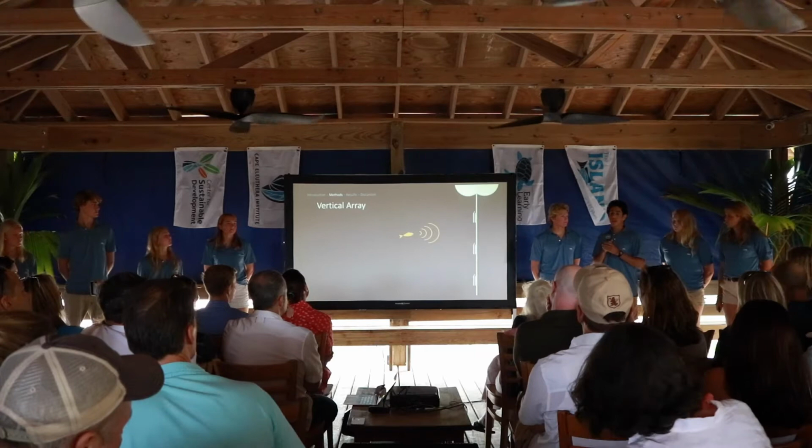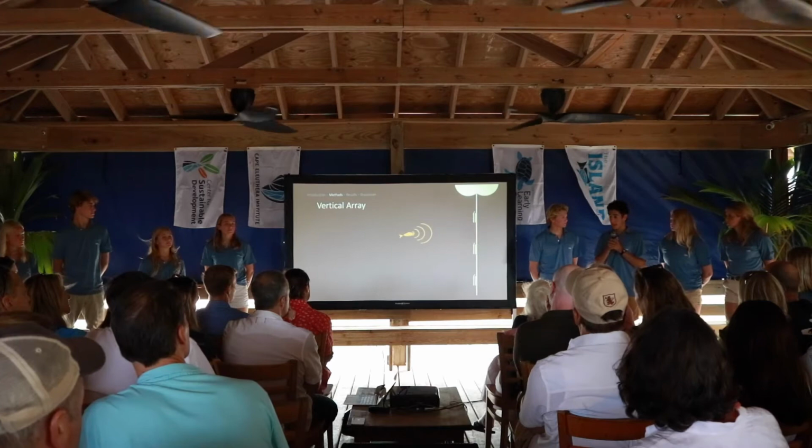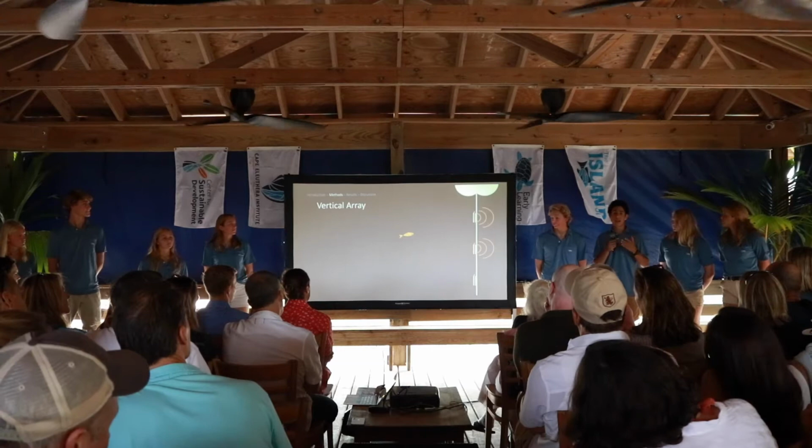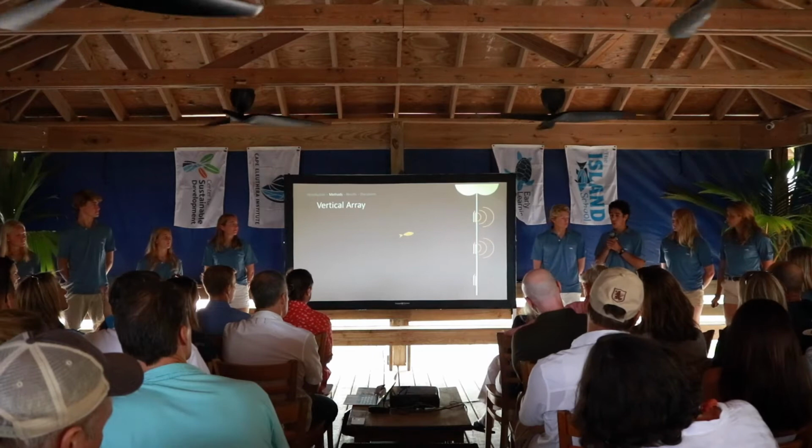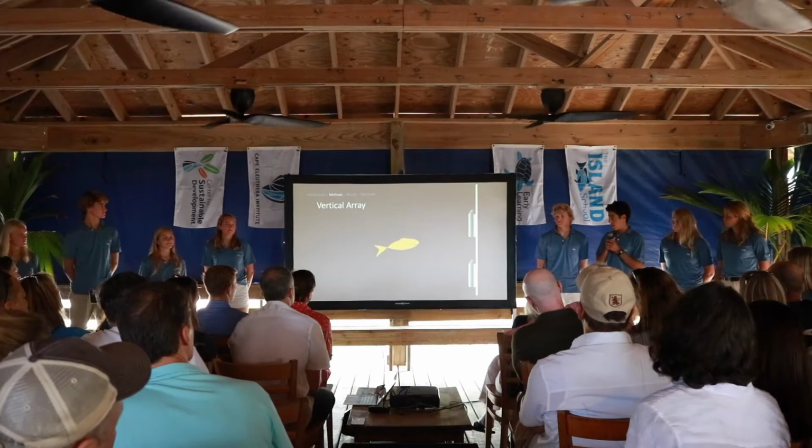Each tag communicates with the receivers. They do this by sending an acoustic signal or ping. Upon receiving this, the receivers mark the exact time. Since sound travels through water at a constant speed, we're able to calculate the distance from the tag to a receiver. With one receiver, however, we're not able to pinpoint the exact location of the tag.